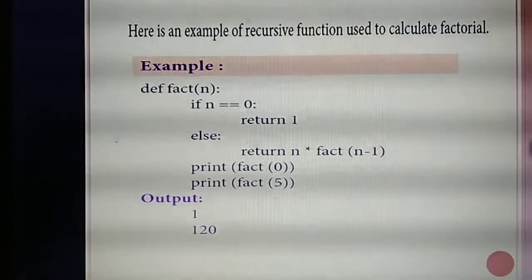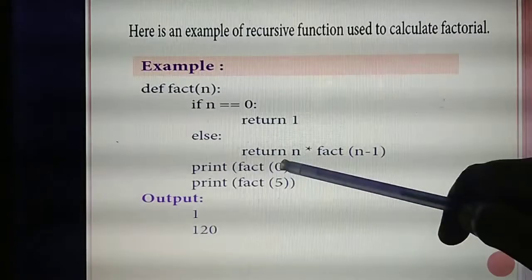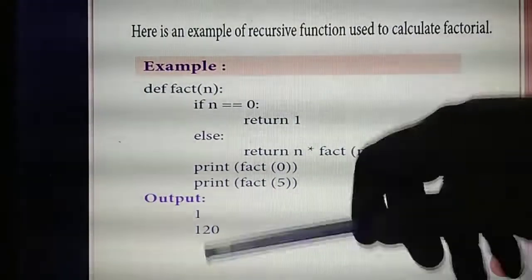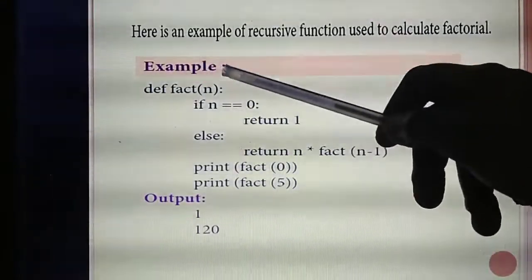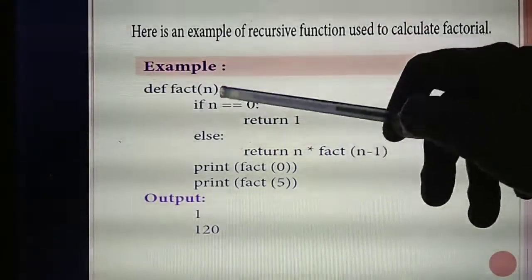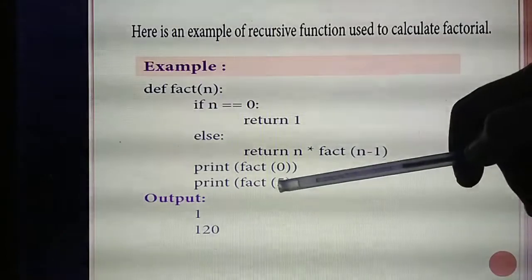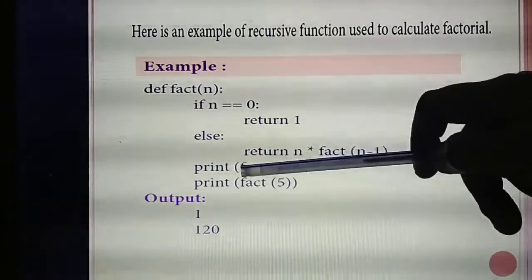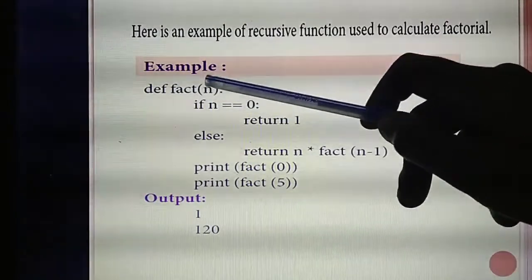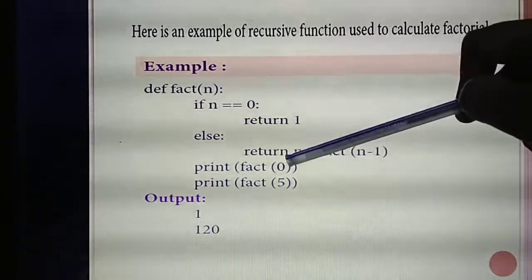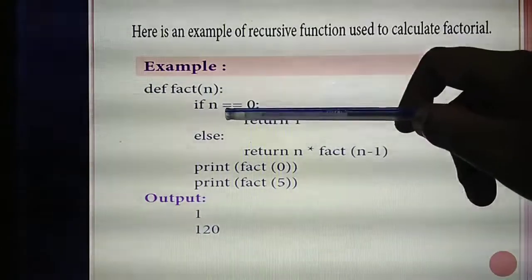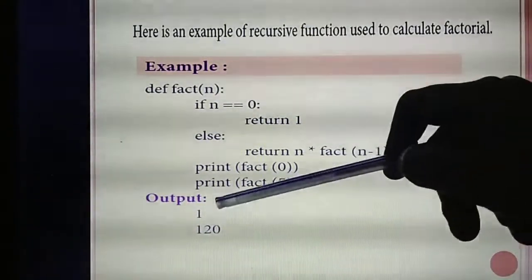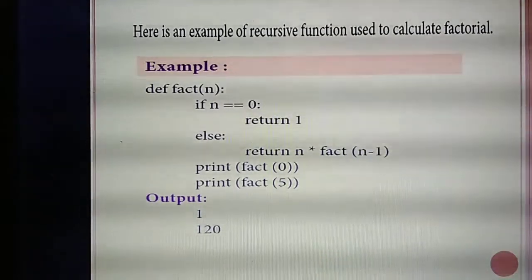Inside the print statement they are calculating the factorial for 0 and 5. Now you run the program. First the program will check the function, then immediately come to the print statement and go to fact of 0. In the place of n you have given 0, so it checks the condition: if n double equal to 0, what is the output you will get? 1. Understand?